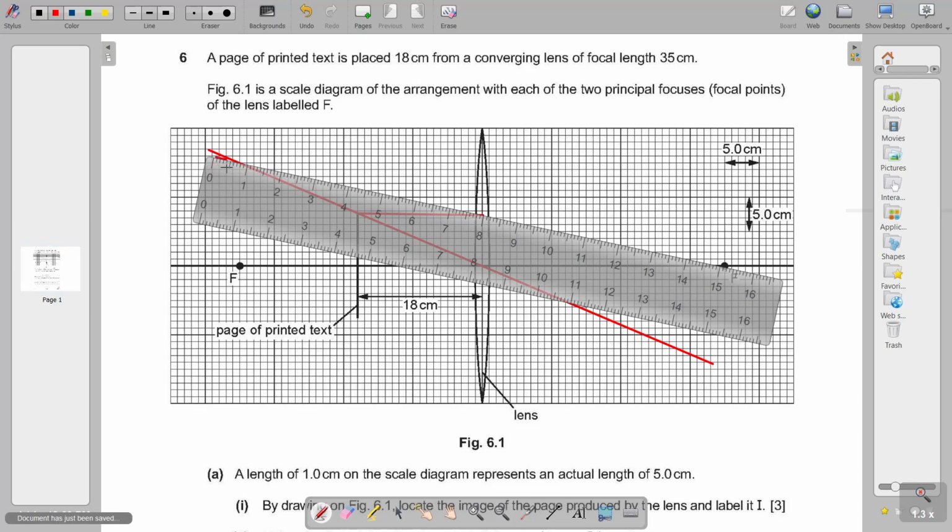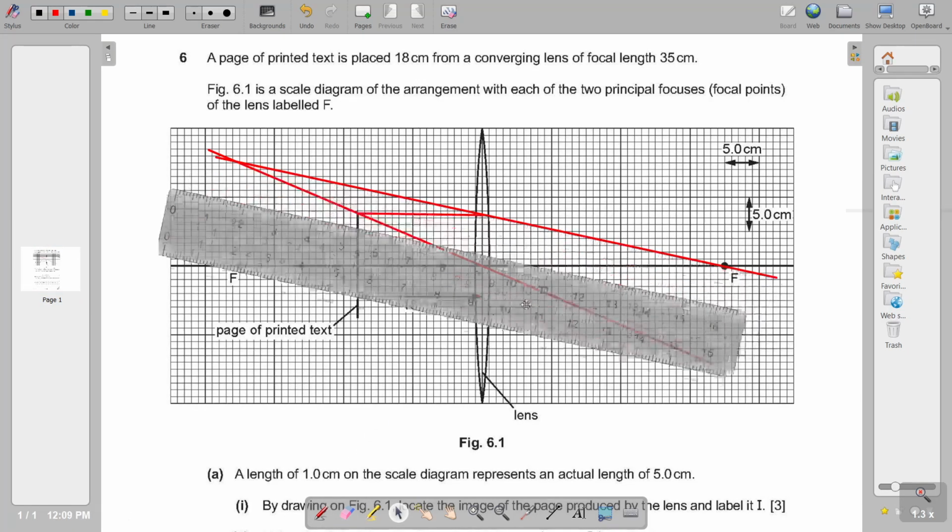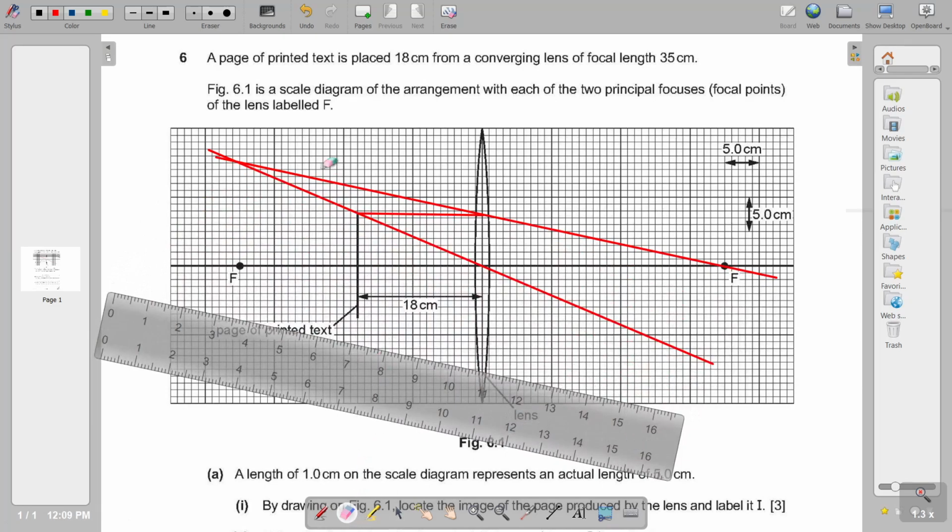And now we draw the second ray, and we make the extensions of the rays dashed lines, so we can say that is not the real light. These are just extensions of the rays, and we draw the arrows to represent the direction of the rays. It is towards the lens from the object, but the intersection is at this point.